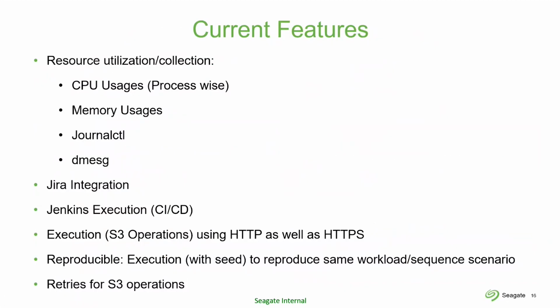Yeah, so let's talk about current features. We have a resource utilization and collection feature as well. When we are executing, we are recording CPU usage and memory usage of the client and server on every node. We are publishing that every time, and whenever we have an issue we collect that information as well, so it can be useful to see at what time, what the usage of memory and CPU was. Also we are collecting the logs, journalctl and system log dmesg. And we are working further to enhance this feature to incorporate some kind of AI capability.